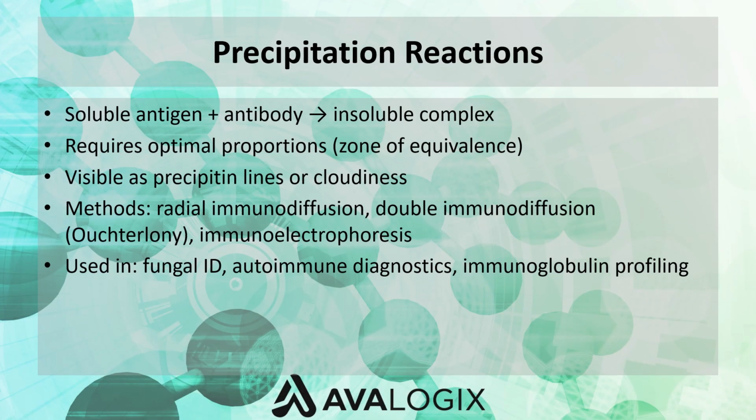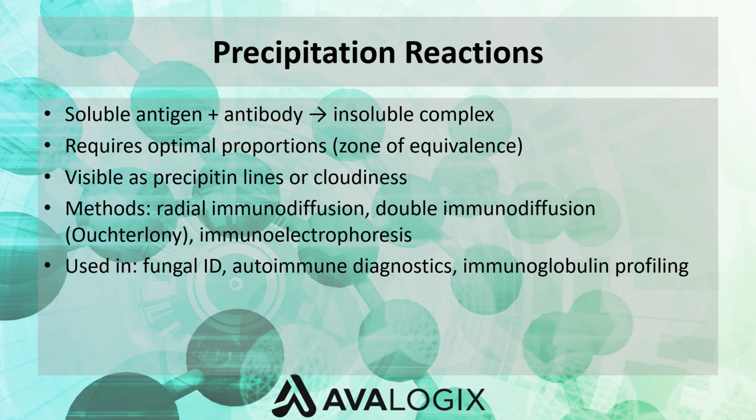Precipitation reactions occur when a soluble antigen and its specific antibody interact in optimal proportions to form an insoluble complex. These reactions are foundational in immunology and were among the earliest studied laboratory methods for detecting antigen-antibody interactions. The key point here is that both antigen and antibody must be soluble, and the reaction is visible as a precipitate, which can appear as a line or cloudiness depending on the method.